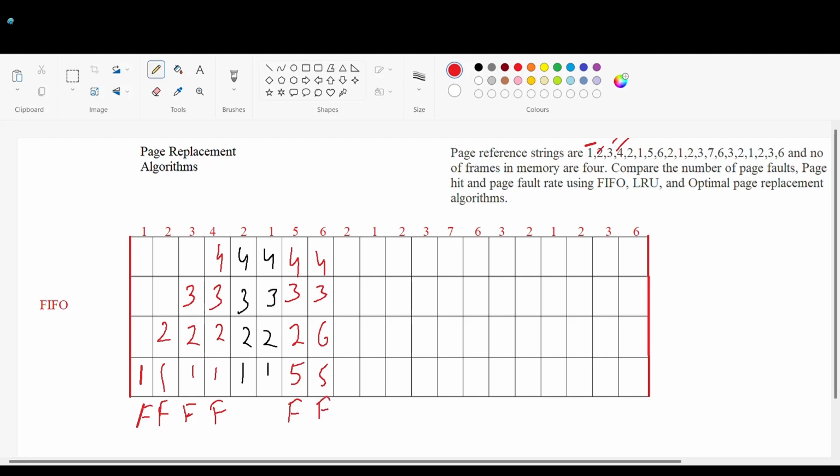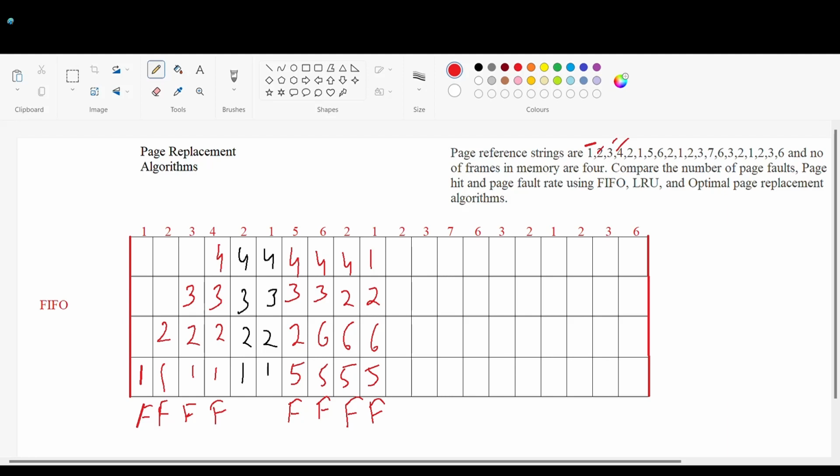Now 2. 3 is the oldest one right now, so 3 will be replaced by 2. So 2 here, 4 here, 6 here, 5. This is also a page fault. Now 1. 4 will be replaced by 1 because 4 is the oldest page right now. So 1 2 6 and 5. This is also a page fault.